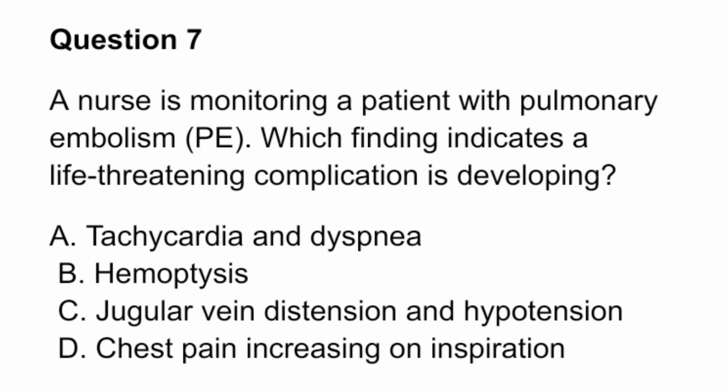Answer: C. Jugular vein distension and hypotension. Rationale: these signs suggest obstructive shock from massive PE, leading to right ventricular failure. This requires immediate intervention, thrombolytics or embolectomy.